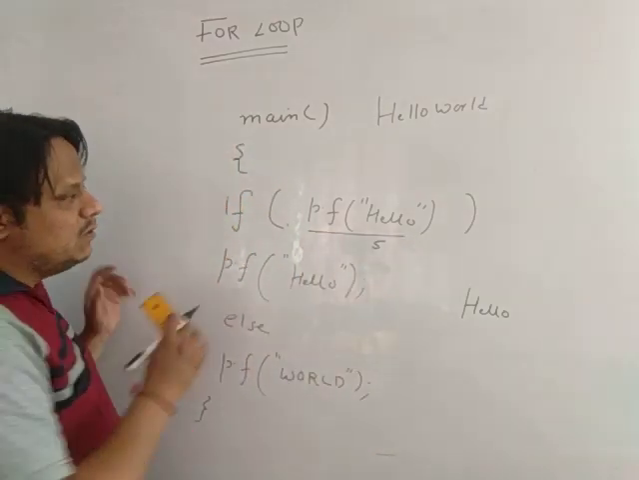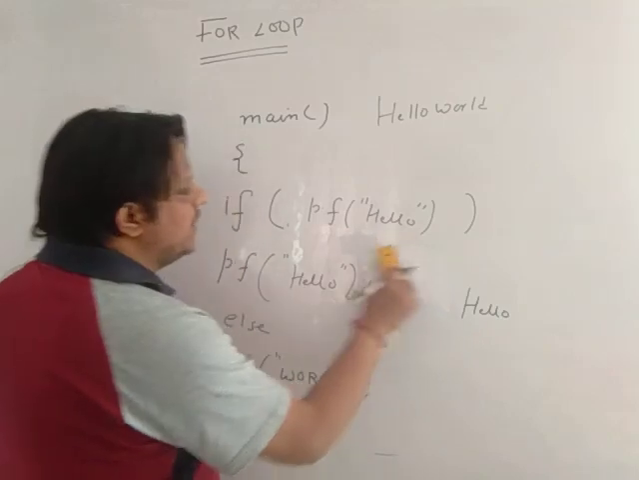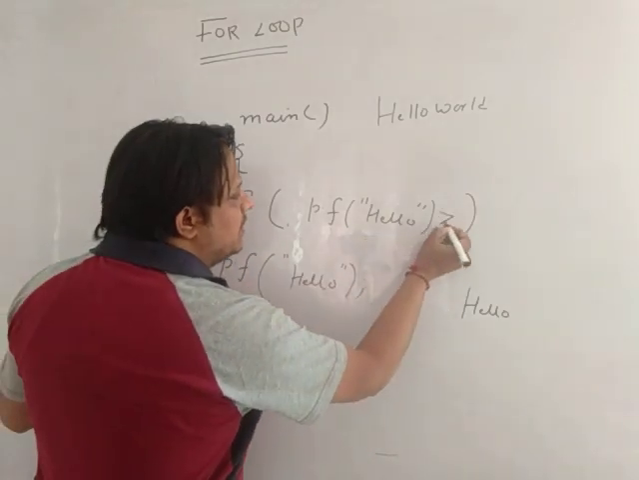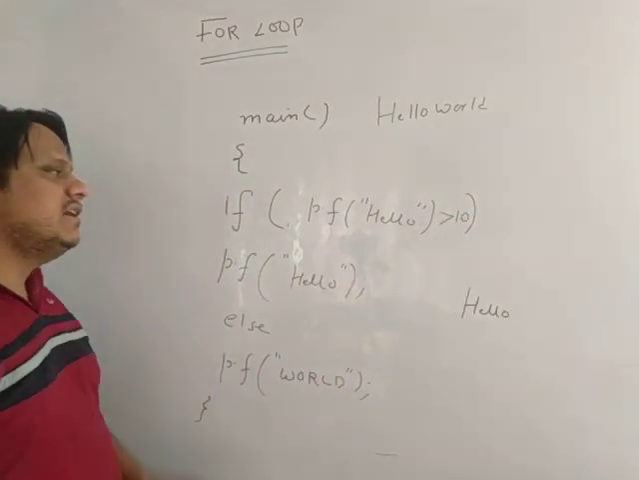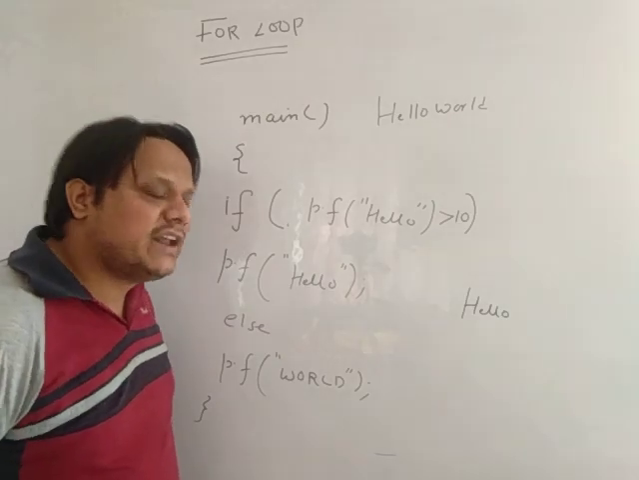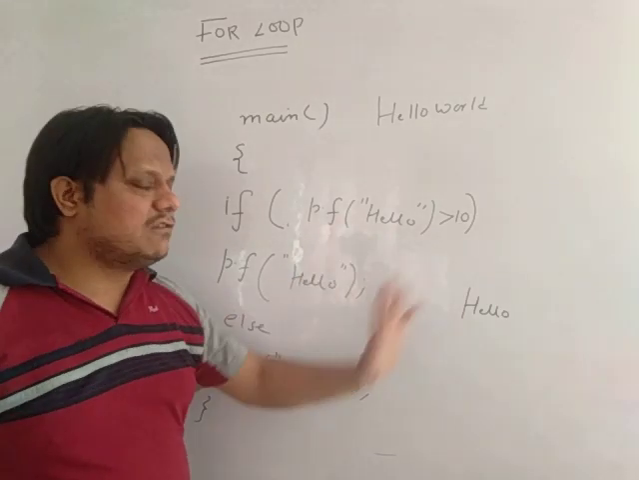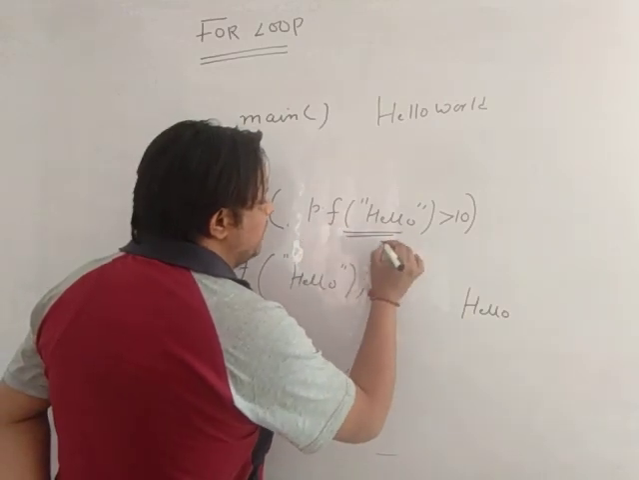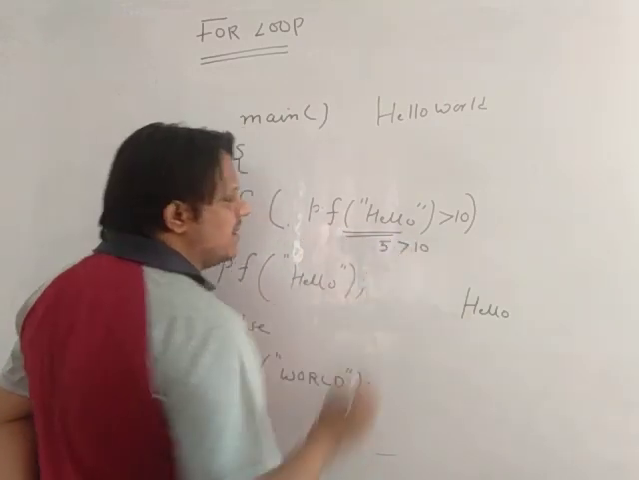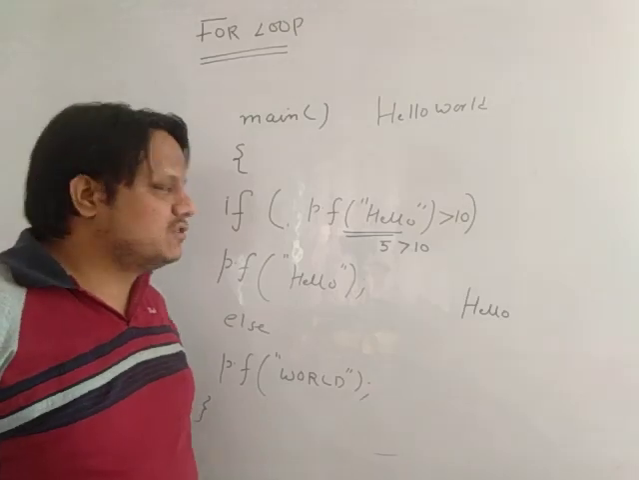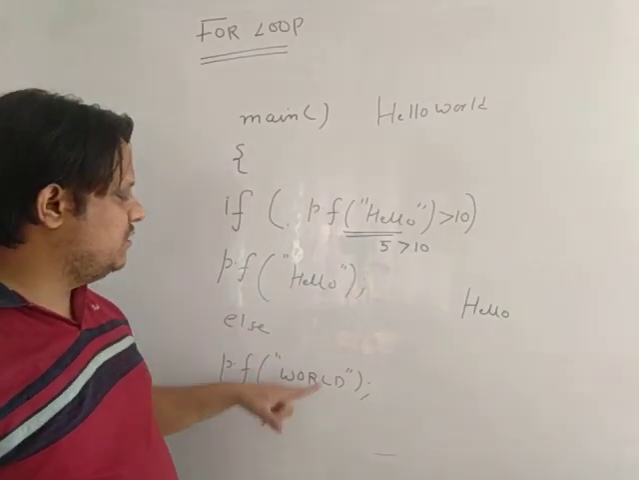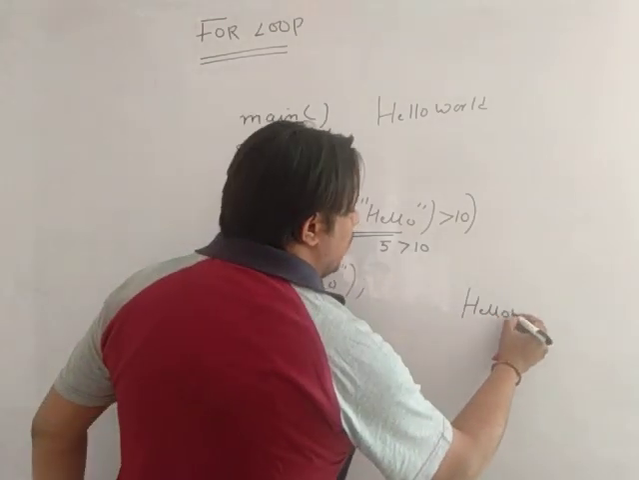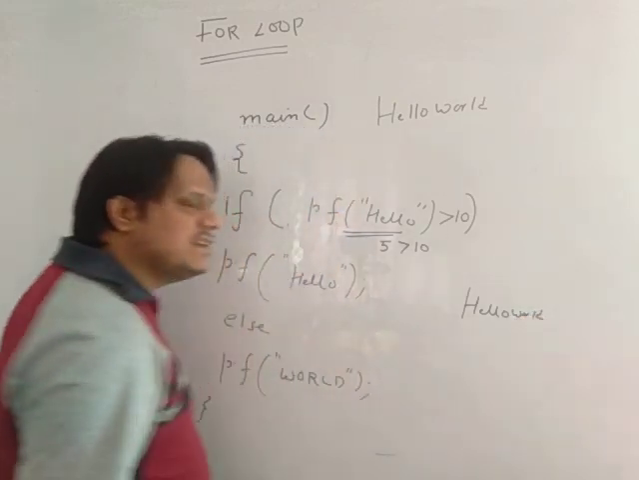Now suppose I write if (printf("hello") > 10). So printf will print first, it will print hello. Then this printf is going to return the number of characters, which is 5. So 5 greater than 10. The condition becomes what? False. So when the condition is false, it will go to the else part and print world also. So the answer is hello world.